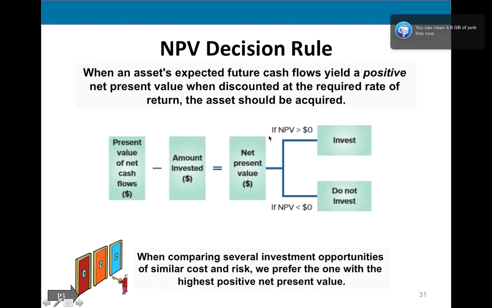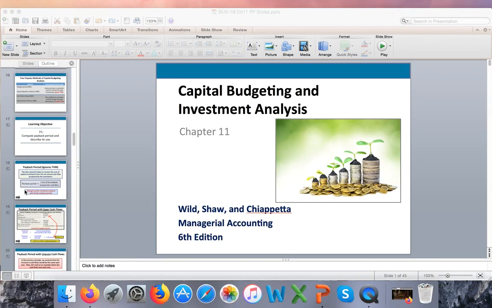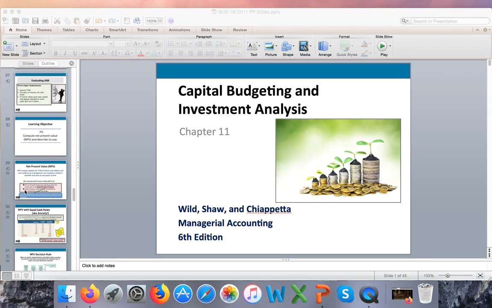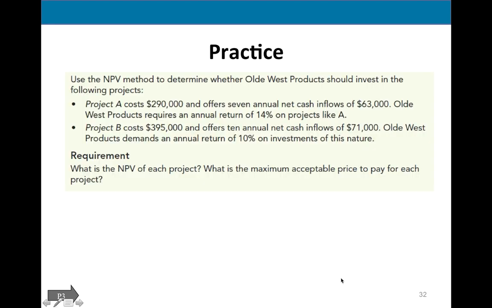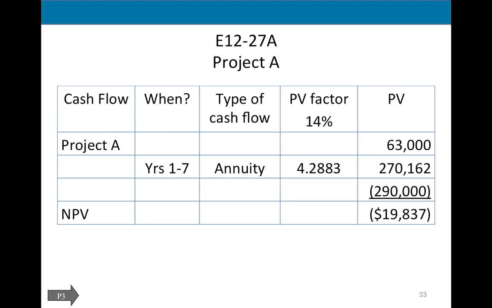If net present value is more than 0, make that investment. If my NPV is negative, do not invest. When I compare several investment opportunities of similar cost and risk, we prefer the one with the highest positive NPV. So these are different decisions. You can look at them, different practice. I'm not going to go over them.